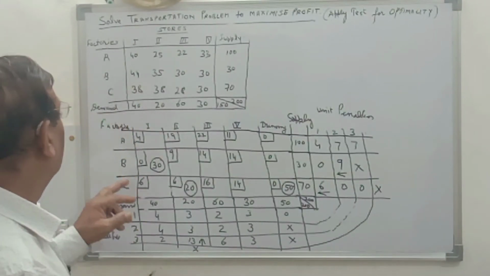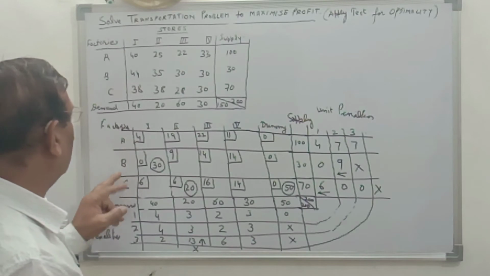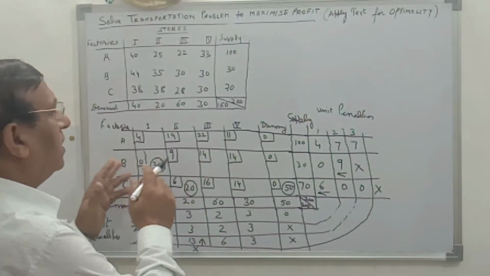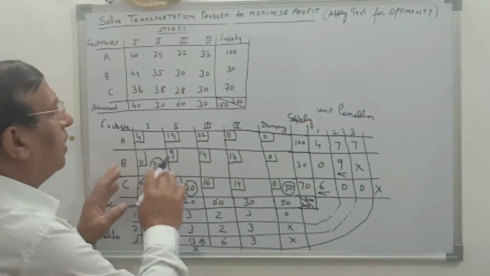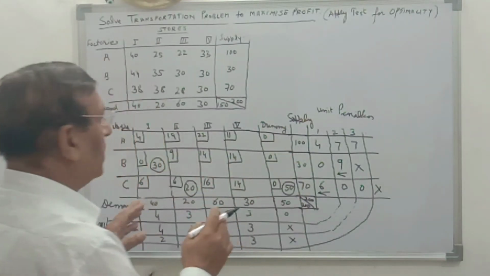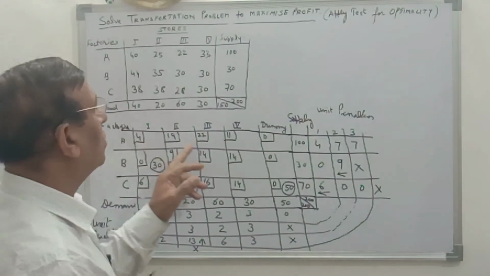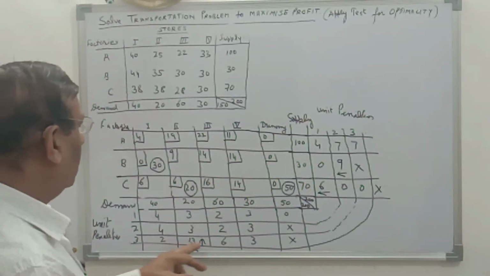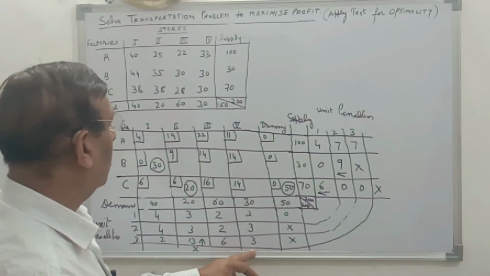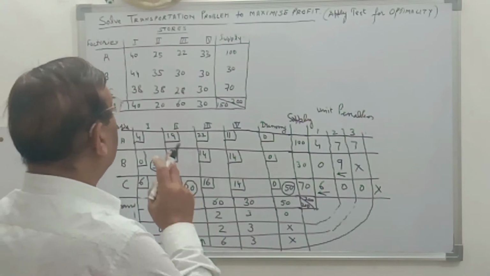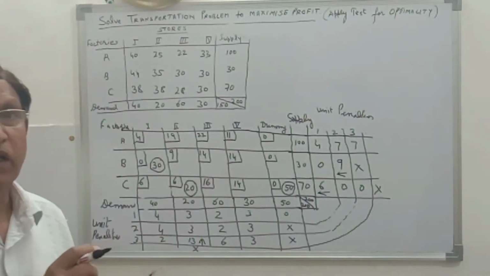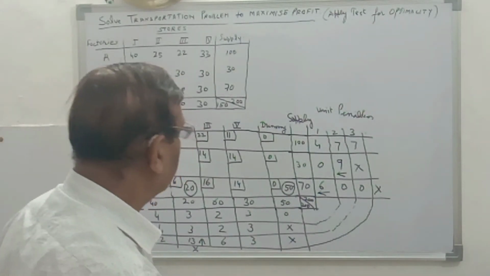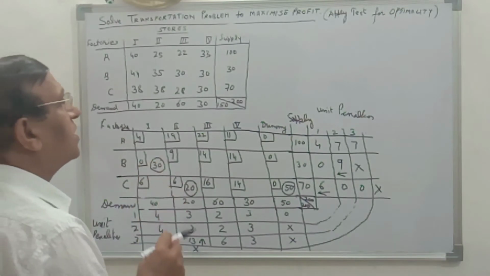Now the B row and C row, the second and third rows, have been satisfied. Their demand or supply has been satisfied. So only one single row is left, and here we have the 1st, 3rd and 4th columns. But if there is a single row or single column left, you cannot calculate the differences. You cannot calculate the unit penalty. Then you have to make the adjustment.